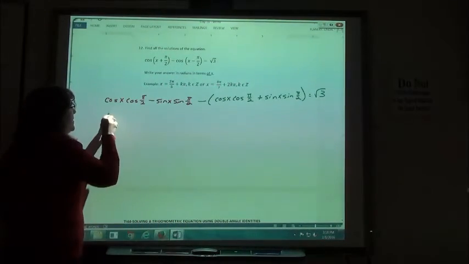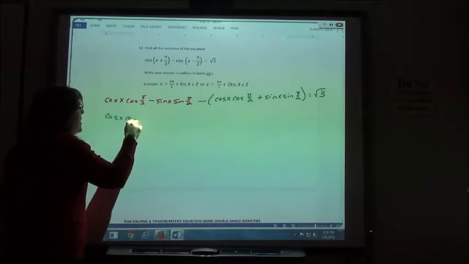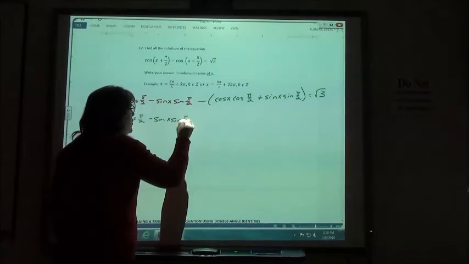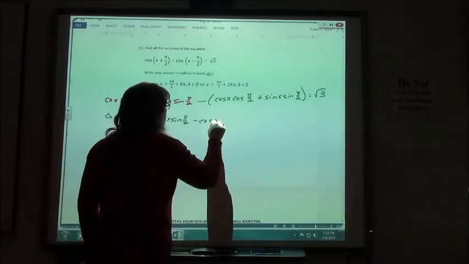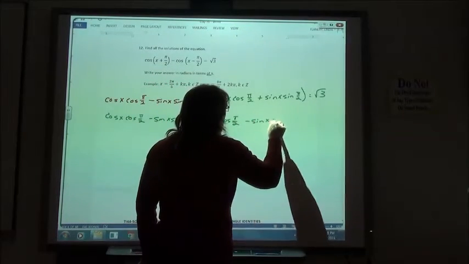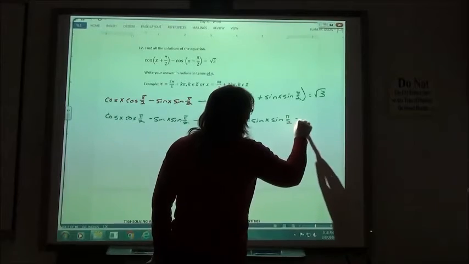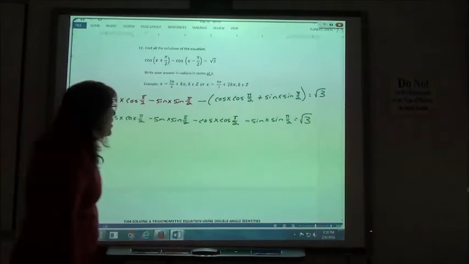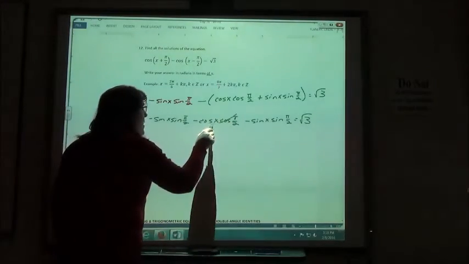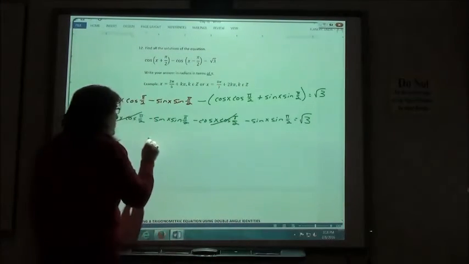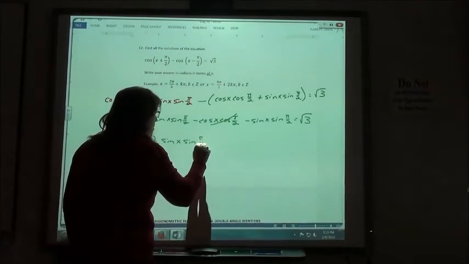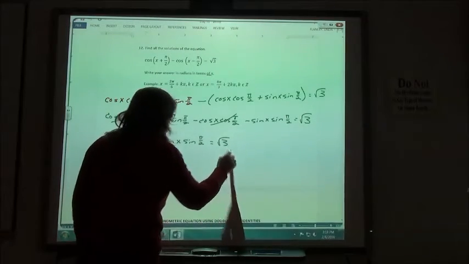So getting rid of our parentheses, we have cosine of x, cosine of pi over 2 minus sine of x, sine of pi over 2 minus cosine of x, cosine of pi over 2 minus sine of x, sine of pi over 2 equals our square root of 3. So the cosines are going to cancel out. That will cancel this out. I will have 2 of these. So negative 2 sine of x, sine of pi over 2 equals the square root of 3.